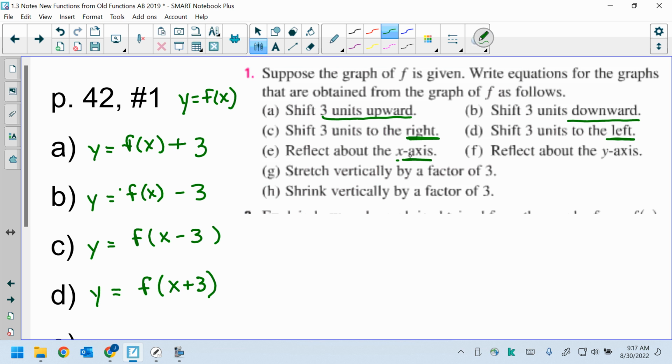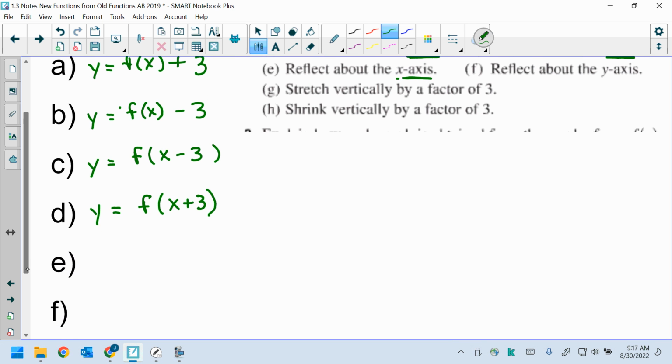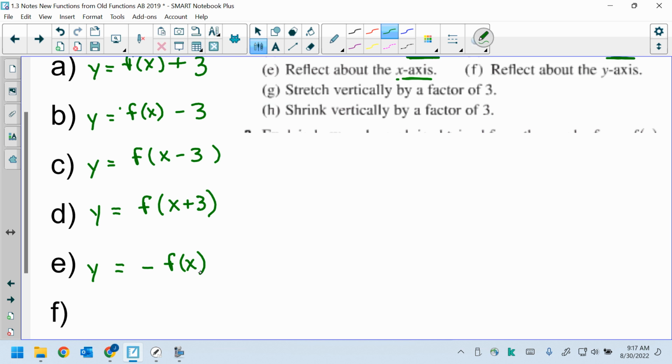If I'm going to reflect something over the x-axis, I think I have to mess with things outside the parentheses. And I'd have to take the opposite of f of x. But if I'm going to reflect things over the y-axis, now that's horizontal movement, and so I better affect things inside the parentheses.